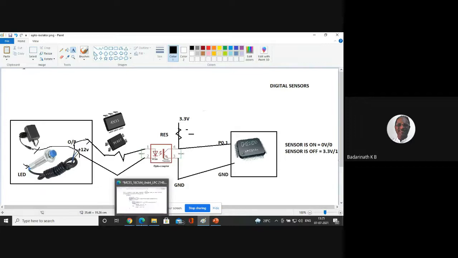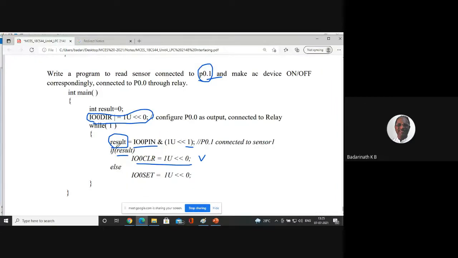So what I'll do is, if the condition is 0, that is my result is 0, I will come to the else block. I will make the relay on. The tube light of the house is on. So this is a complete program for a smart door.